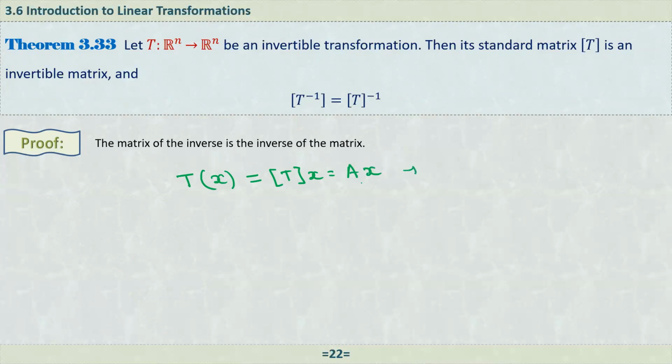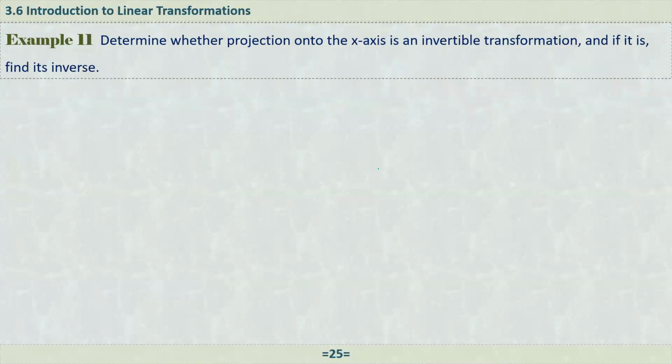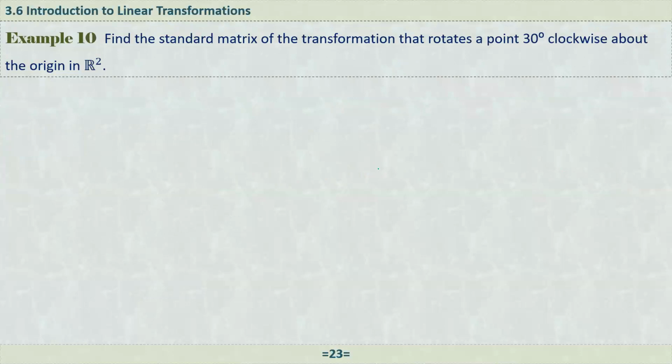So then what will be the inverse of this one? The inverse of this will be just A inverse, right? Because if you apply this A inverse to both sides, here we will have the original vector back. So immediately let's do two examples related to this, and after this I will finish this chapter.